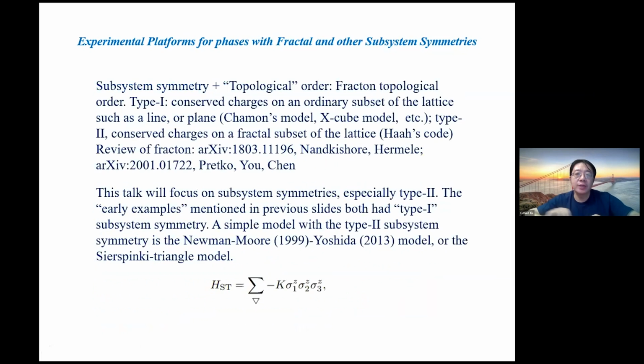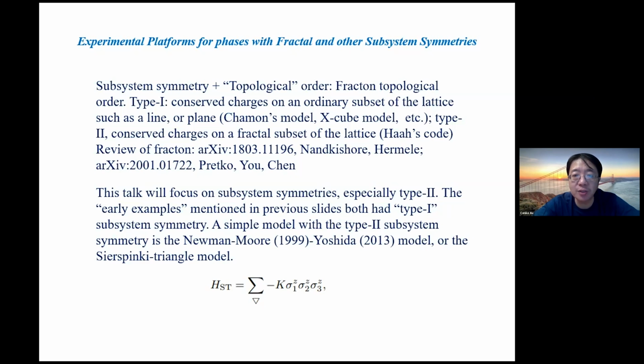Okay. So in the last few years, actually, subsystem symmetry plus topological order. In general, the system is called a fracton topological order. So the fracton topological order has a type 1 and a type 2. Type 1 means that the subsystem symmetry, or the conserved charges, are actually localized on an ordinary subset of the lattice, such as a one-dimensional line or a two-dimensional plane in the whole three-dimensional space.